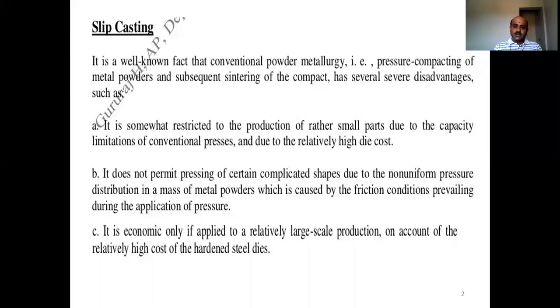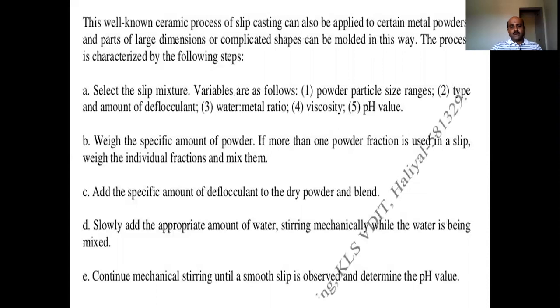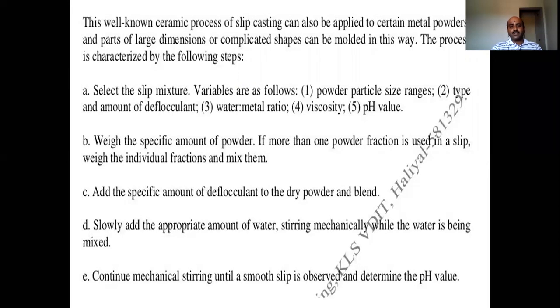So this method, apart from having certain advantages, also has major, severe disadvantages. These are all the restrictions on what we call the slip casting process. And this well-known ceramic process of slip casting can also be applied to certain metal powders, and parts of large dimensions or complicated shapes can be molded in this way. The process is characterized by the following steps.